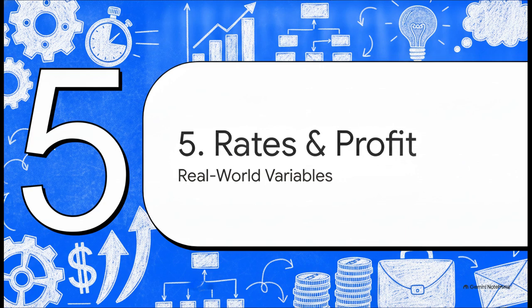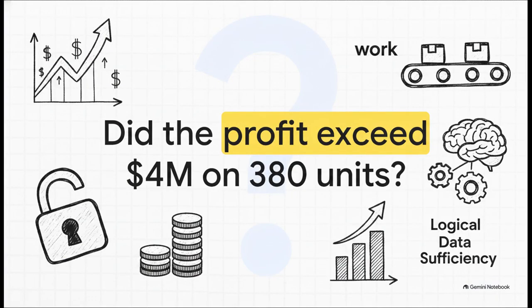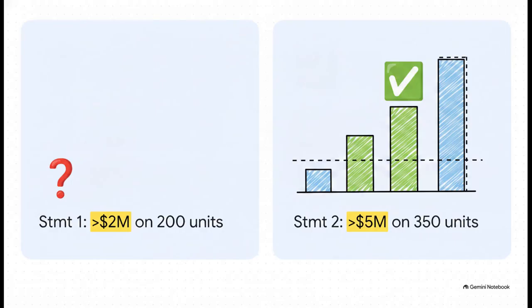Finally, let's tackle Section 5, tracking real-world variables like rates, work, and profit. Word problems are wild, because knowing the total isn't always enough. Here's a really fascinating one from the source. Did the profit exceed $4 million on a sale of 380 units? Knowing that profits increase as you sell more, but not in a strictly proportional way. The crucial thing here is evaluating if these financial milestones guarantee our outcome.